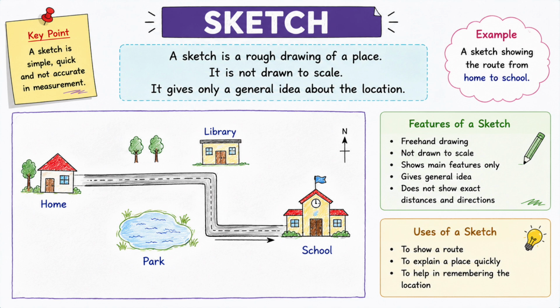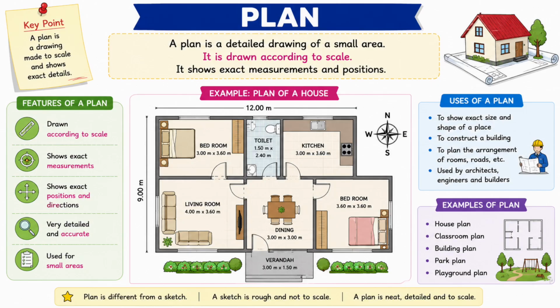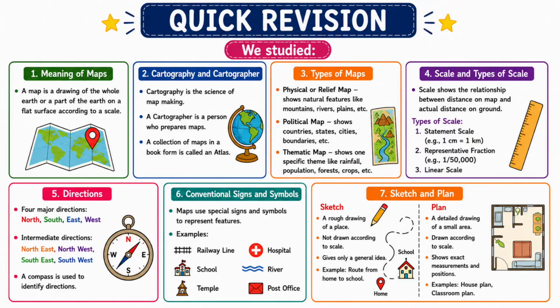Now let us see what a plan means. A plan is a detailed drawing of a small area. It is drawn according to scale. Examples include house plan, classroom plan, and building plan, etc. Plans show exact measurements and positions.